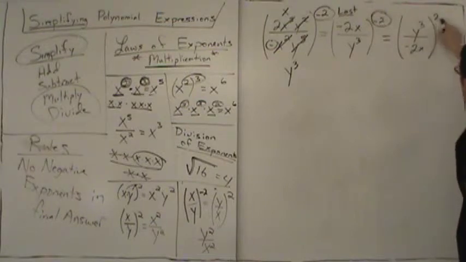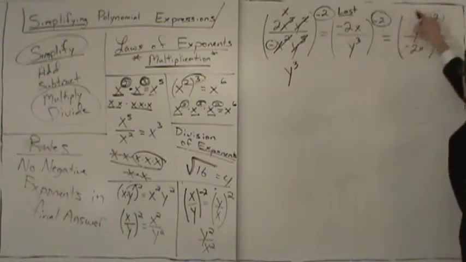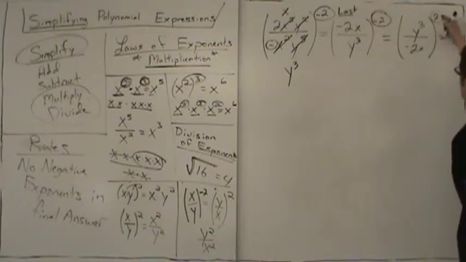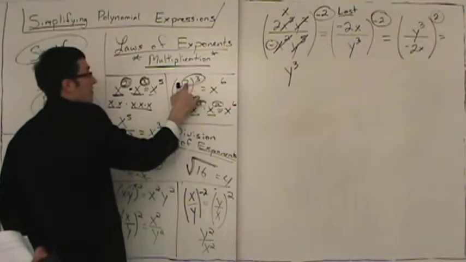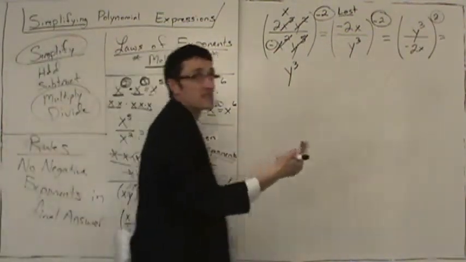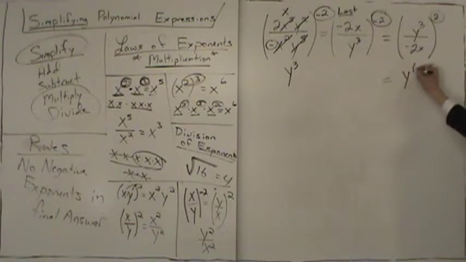So since we're squaring y cubed, notice nothing on the inside changed. We just flipped it, except the outer exponent changed from negative 2 to positive 2. Now square everything on the inside. Square the y cubed. Notice we have what? Power of power. Since we're taking power of power, we're going to multiply the exponents. Square the y cubed, multiply, we get y to the 6th.